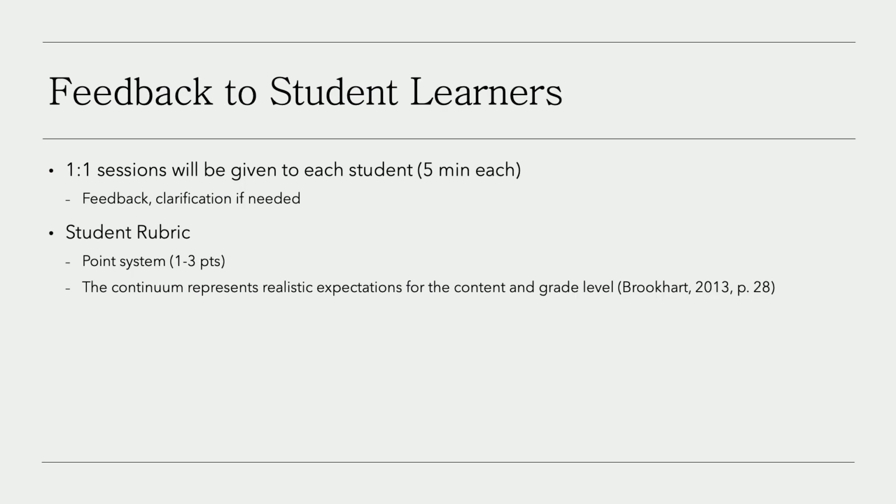When providing feedback to student learners, one-on-one sessions will be given to each student. These one-on-one sessions will be 5 minutes each, and within these one-on-one sessions, feedback will be provided with corrections and clarification to the student if needed. Students will also receive feedback through their student rubric. The student rubric will contain a continuum that represents realistic expectations for the content and grade level.